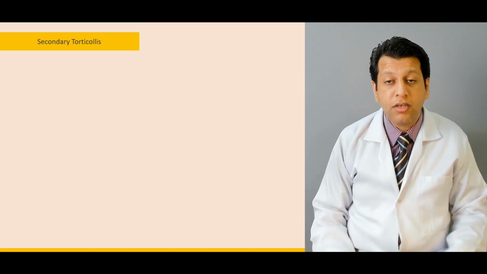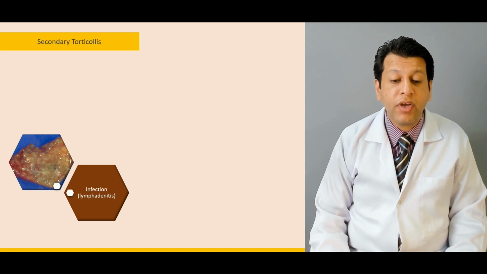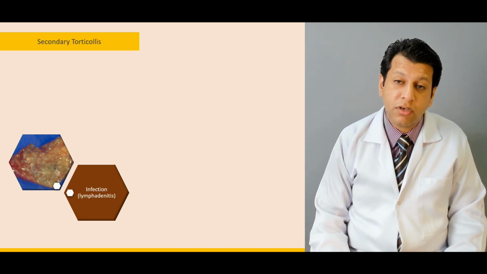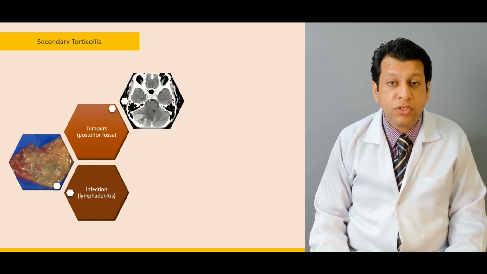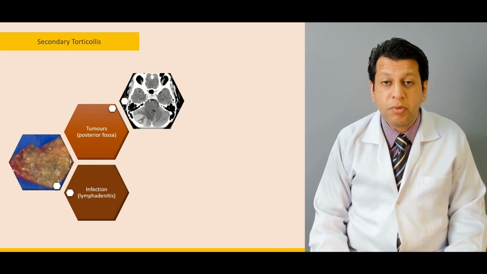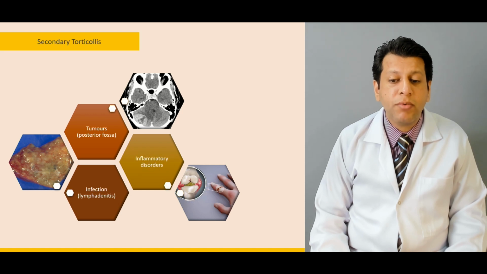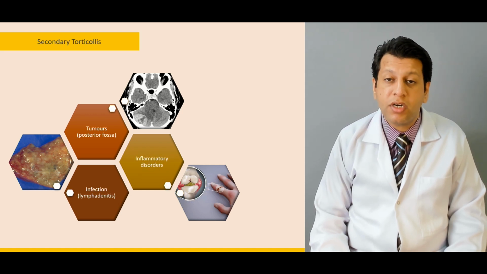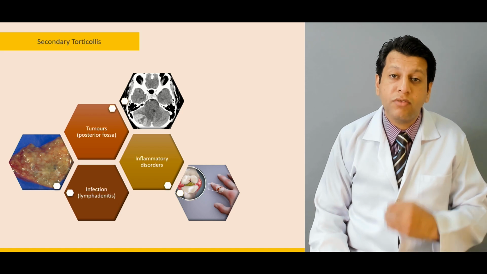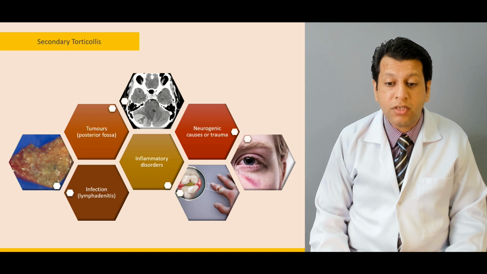Most likely the causes of secondary torticollis include some form of infection or lymphadenitis, where the lymph node is impinging in such a way that it's causing neck deviation and muscle spasm. There may be tumors of the posterior fossa, especially of the posterior triangle of the neck. Or it may be associated with inflammatory disorders as well. For example, juvenile rheumatoid arthritis: patients with JRA may present with this kind of problem once the JRA becomes exacerbated.